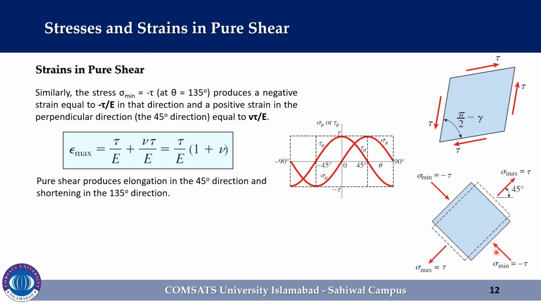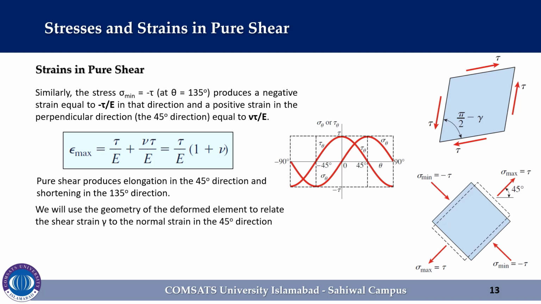These strains are consistent with the shape of the deformed element because the 45 degree diagonal has increased in length and the 135 degree diagonal has shortened. However, we will use the geometry of the deformed element to relate the shear strain to the normal strain in the 45 degree direction. In so doing, we will derive the following relationship: maximum normal strain is equal to half of the shear strain. This equation can be used to calculate the maximum shear strains and maximum normal strains in pure torsion when the shear stress is known.